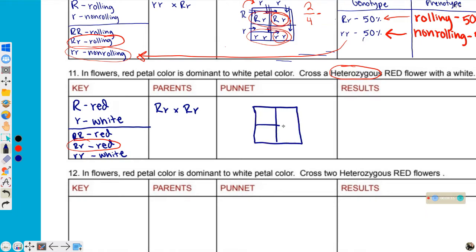So draw yourself a nice little square, big R, little r, big R, little r. And again, we're going to distribute those r's. Okay, so we'd have big R, big R, big R, little r, big R, little r, and little r, little r. So your Punnett square should look like that. So we're ready to talk about our results.